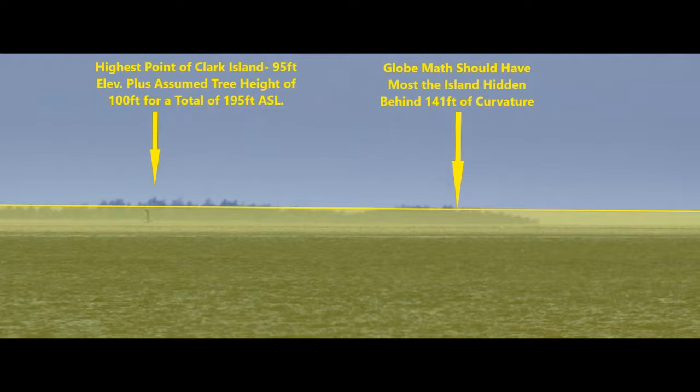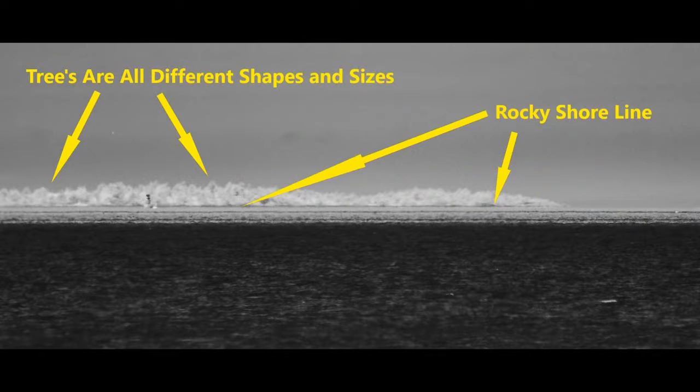If you look at the hidden target minus the maximum height of the island, including the trees, there would only be 55 feet of treetops that you would be seeing above the horizon as shown in my example here. Yet you can make out all the different types and shapes of trees and even what appears to be a rocky dark coastline of the island.